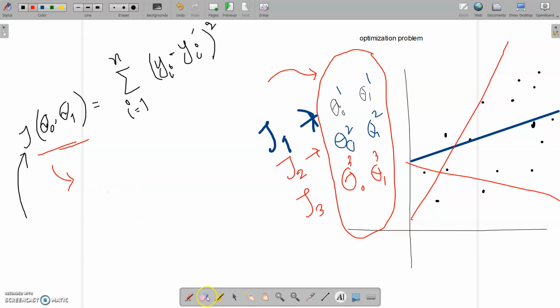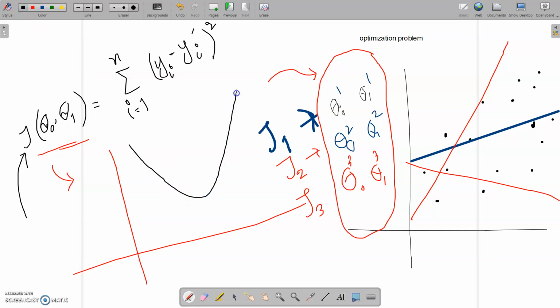Before I go there, let's try to understand: it is an optimization problem, right? Optimization means, for example, if I have a curve like this, this is the minimum point. For a curve like this, we want to find this minimum point. That means if I take the gradient, the derivative of this curve, at this point the derivative becomes 0. So we want to find this point.